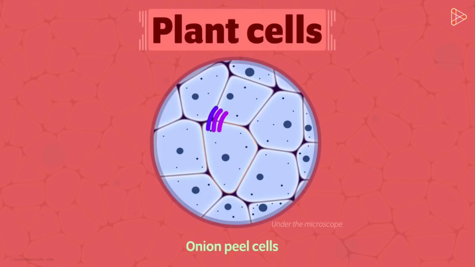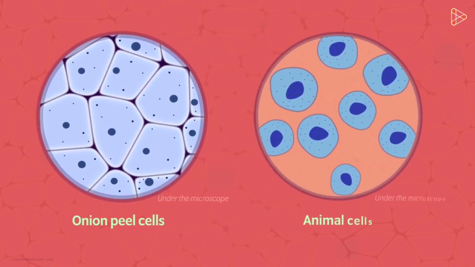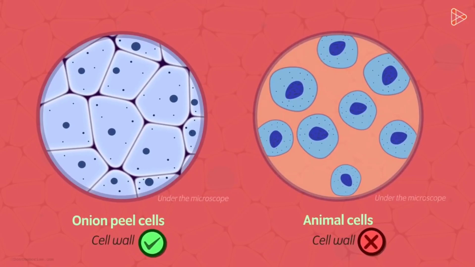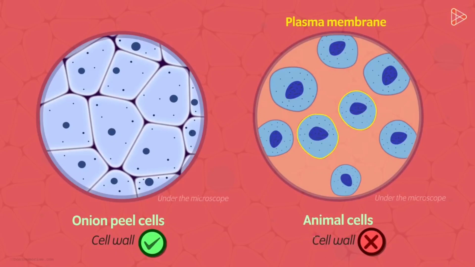Do you think all cells have cell walls? Well, the answer is a no. That's because animal cells do not have cell walls. An animal cell only has the plasma membrane and not the cell wall.